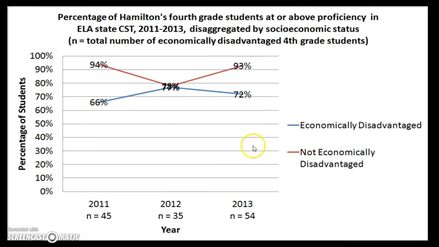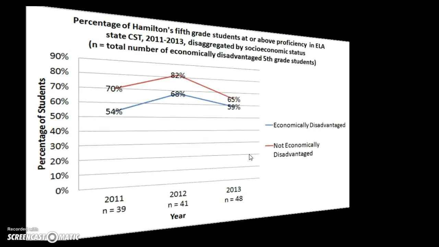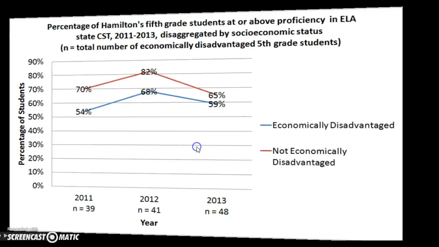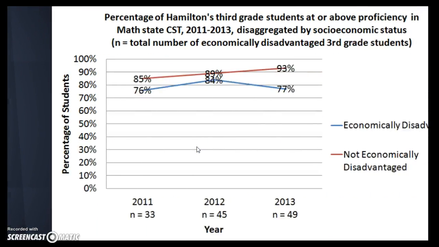In fourth grade here, we see a gap in 2011 and 2013, but the gap was closed in 2012. So there is hope. Our students who are economically challenged can be achieving just as well as the rest of our students. Again here, our students who are not economically disadvantaged are way outperforming those who are economically disadvantaged in fifth grade ELA. Let's look at mathematics.